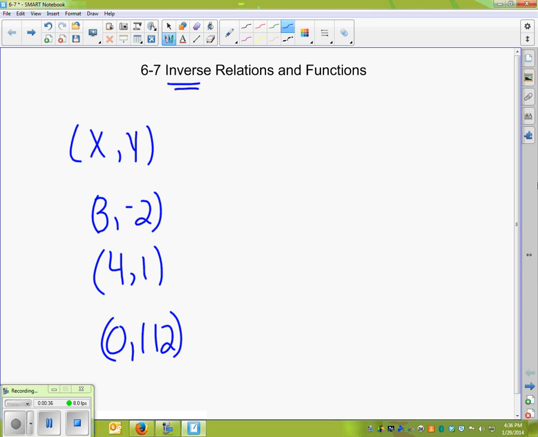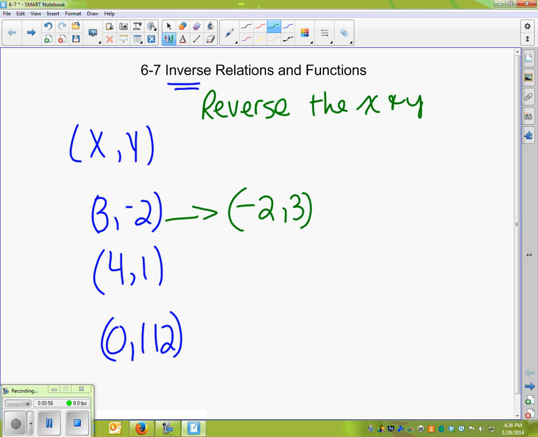If I want to find the inverse of them, I often relate the word inverse to the word reverse. What that means is I'm going to reverse the x and y values. So now in my relation it'll be (-2, 3). That's the inverse. (4, 1) now becomes (1, 4). Those are inverse relations. (0, 12) is now (12, 0).